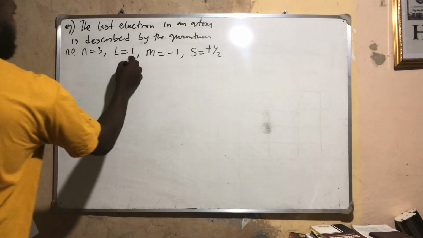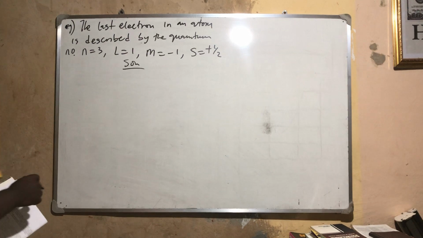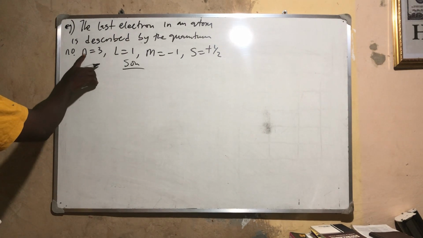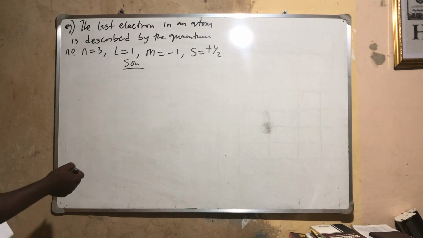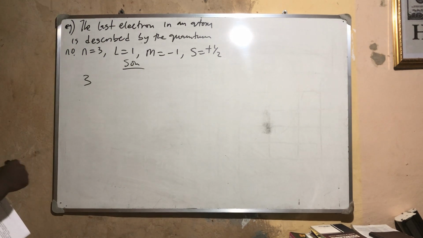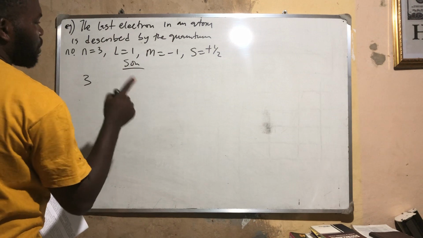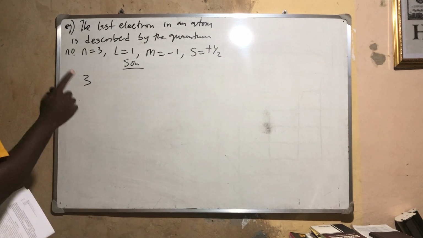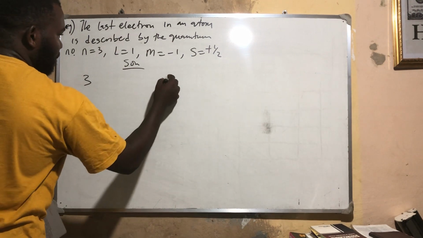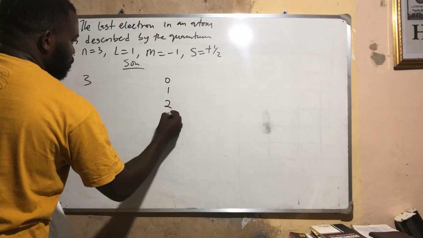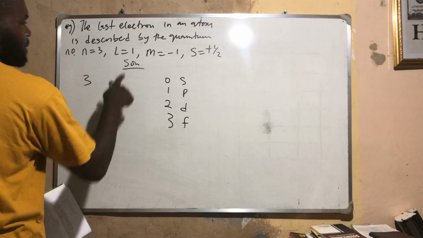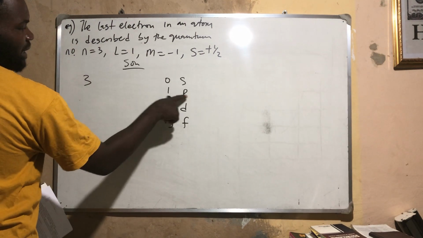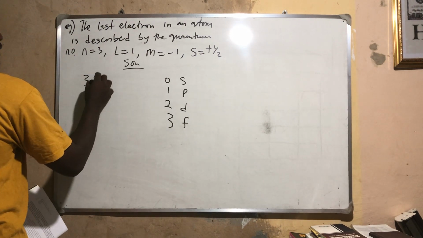So what do we do? Solution. This is very simple. We always know that the first one, the principal quantum number n, is always the coefficient. So I have my 3. My L is called the azimuthal quantum number. Don't forget that the azimuthal quantum number ranges from 0, 1, 2, 3 for S, P, D, and F. Since I have 1, it means that it is for P. So this is 3P.